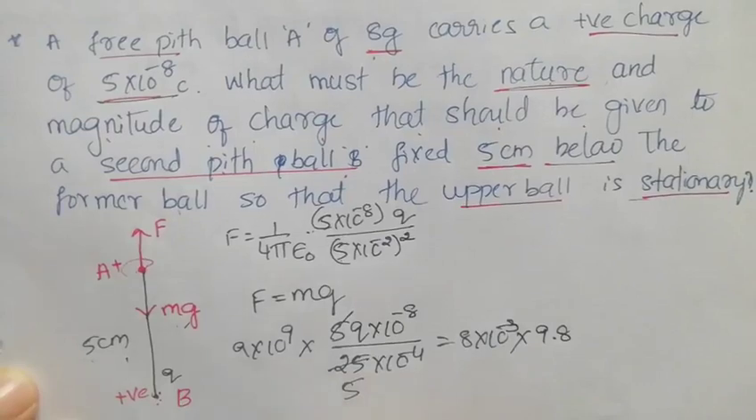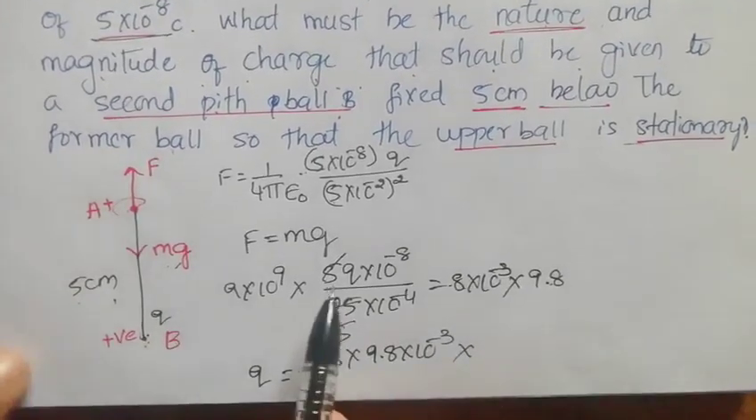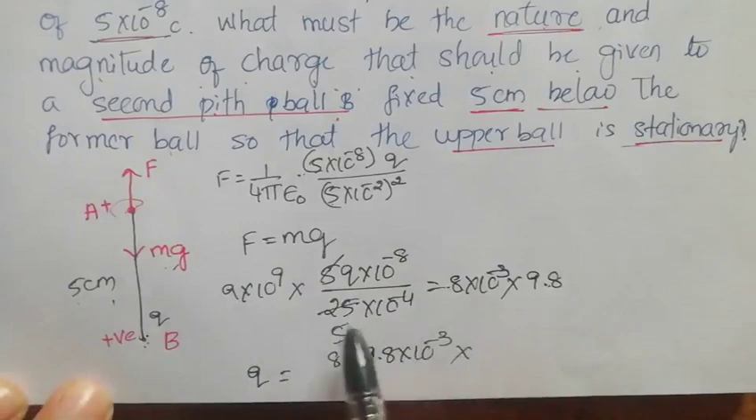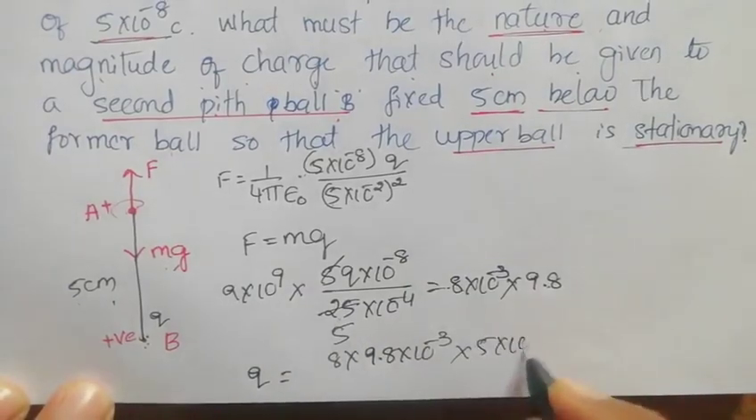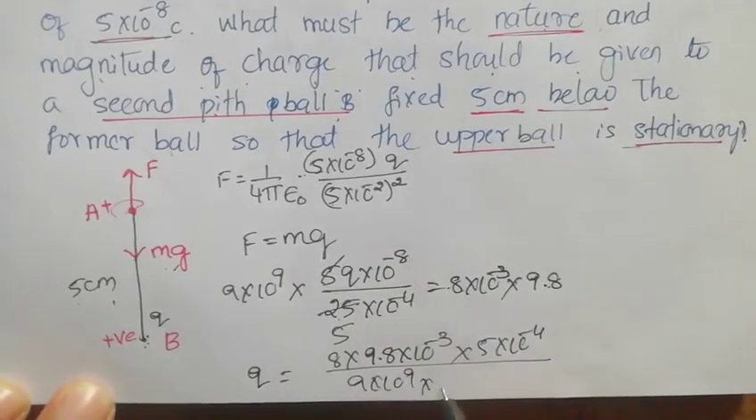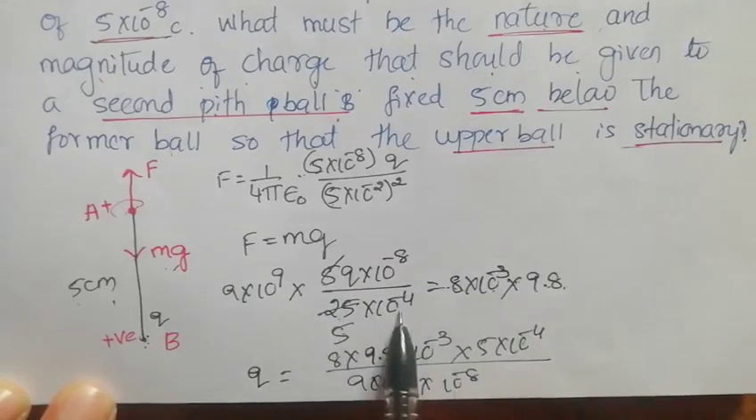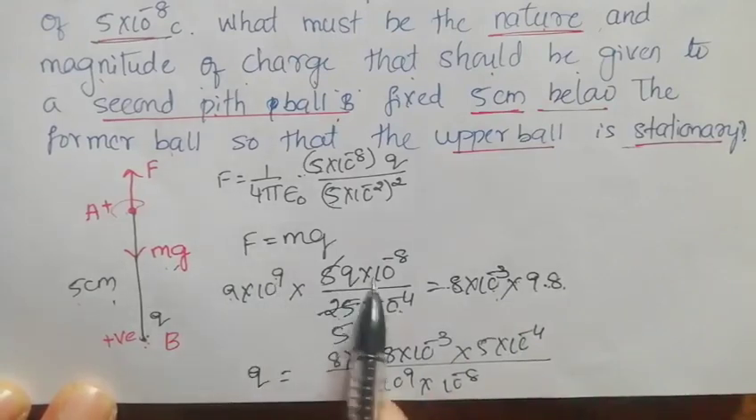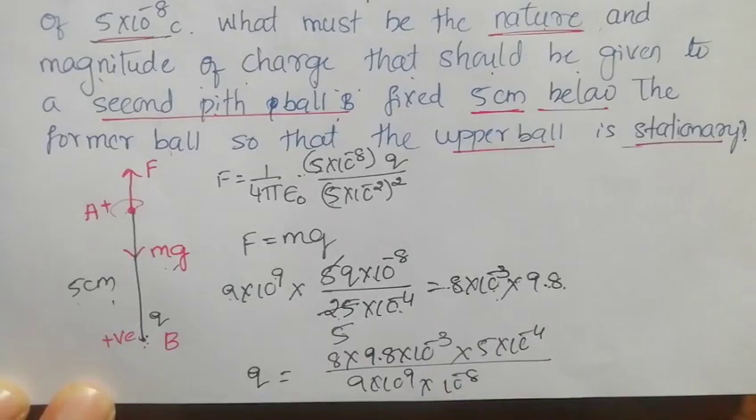Now we want the value of Q. So I will directly write here, Q must be equal to 8 into 9.8 into 10 power minus 3, multiplied by, since Q is in the numerator, this will go to the denominator and this term will come to the numerator: 5 into 10 power minus 4 divided by 9 into 10 power 9 into 10 power minus 8. So this is the value. Let us simplify now.